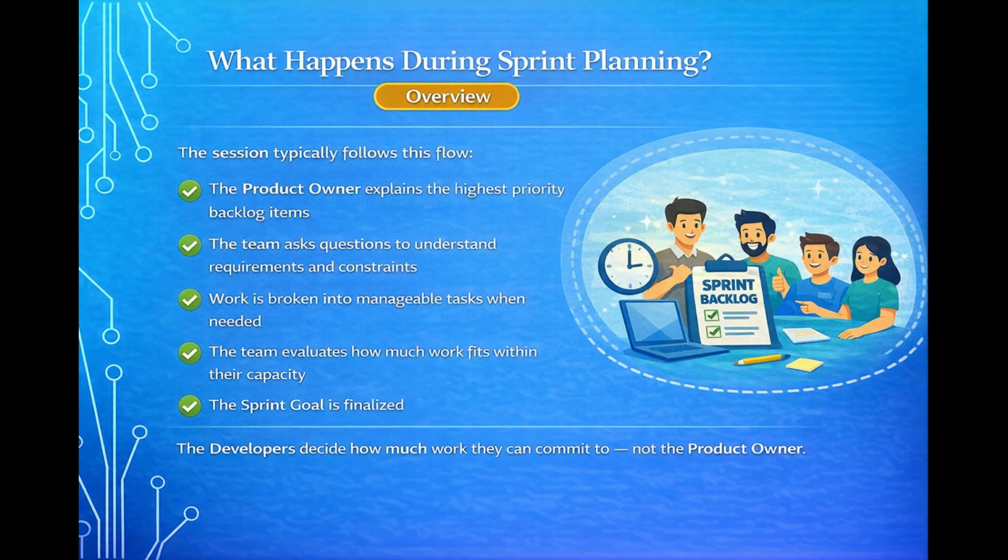What happens during sprint planning? The product owner explains the highest priority backlog items. The team asks questions to understand requirements and constraints. Work is broken into manageable tasks when needed. The team evaluates how much work fits within their capacity, and the sprint goal is finalized. The developers decide how much work they can commit to, not the product owner.